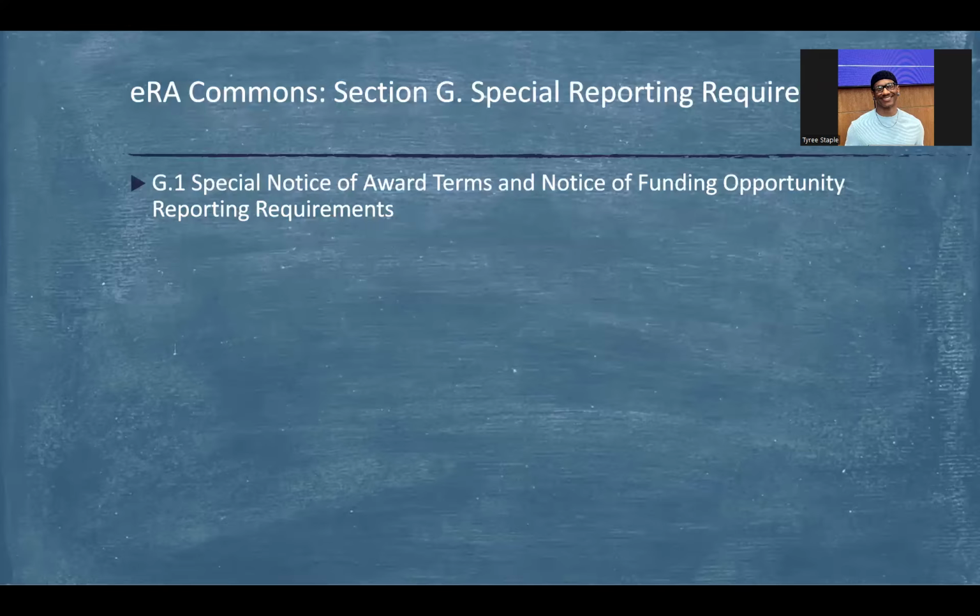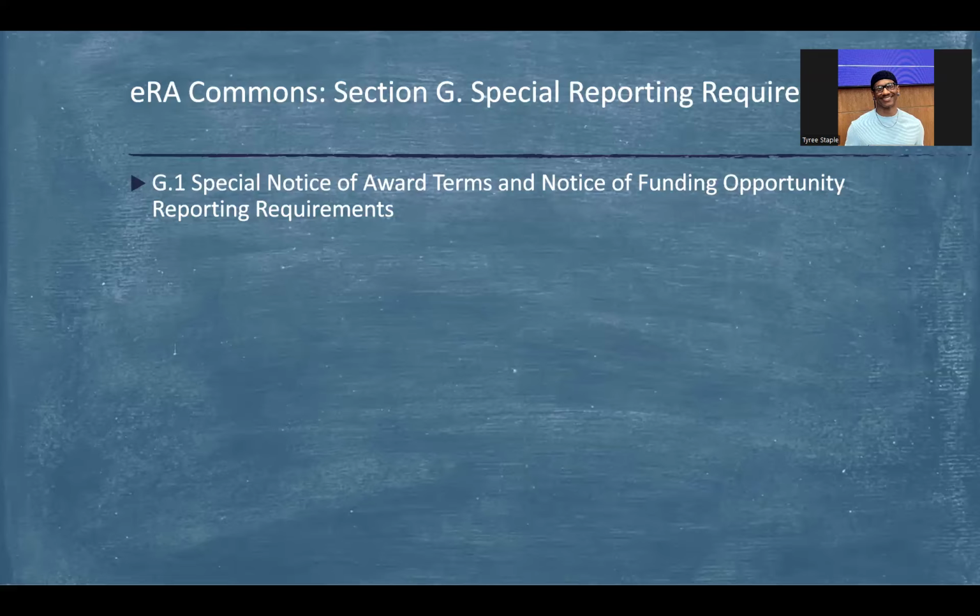Okay, so now section G is the special notice of award terms and notice of funding opportunity reporting requirements. That's section G1. Historically, that section has been for special requirements as notated in section 4 of the NIH notice of award. So the NIH notice of award might say you need to report on, I have one where it's a clinical trial and they want us to provide a document stating if there were any adverse events, and it says put that in section G1. So your notice of award might specify that you need to do this in section G1.